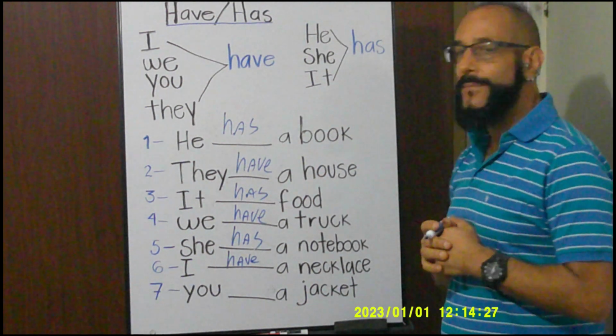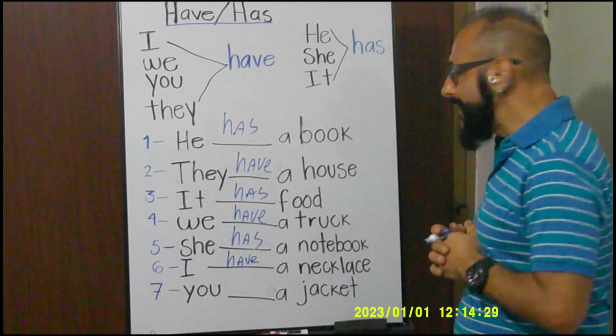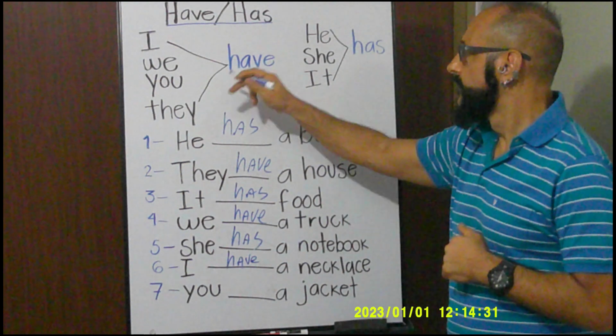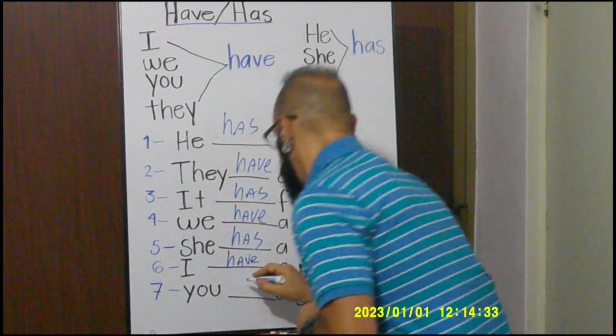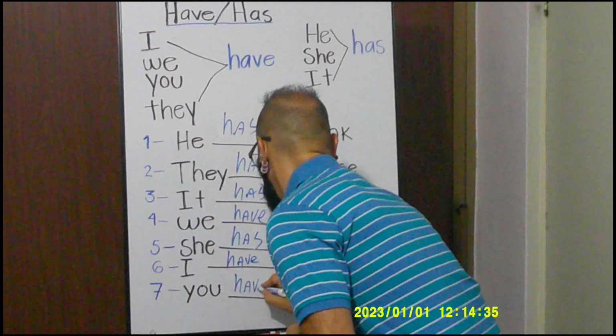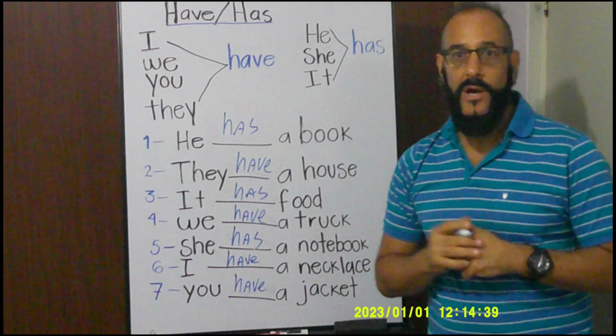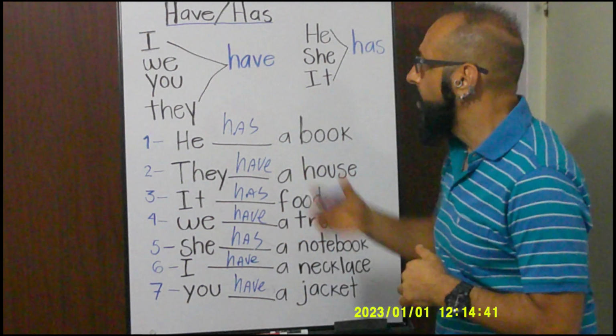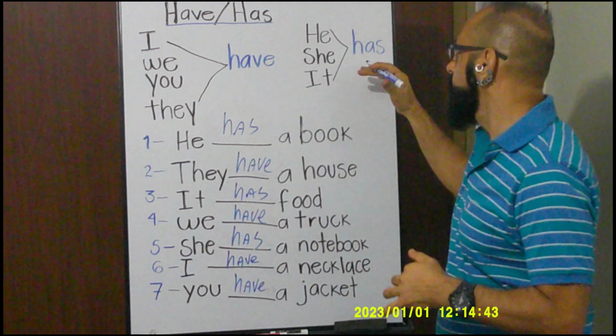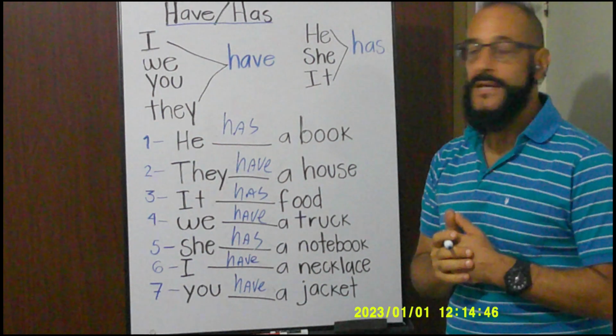Okay, and then the final one, number 7, you blank a jacket. Very good. Have. So you have a jacket. Okay, and there you have it. How we use the subject pronouns with have and has.